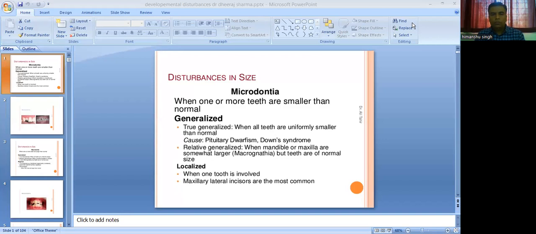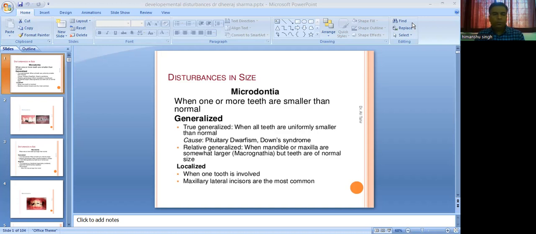What is the term used when one or more teeth are smaller than normal? Microdontia may be generalized. It can also be localized. Generalized is called true generalized when all the teeth are uniformly smaller than normal. Causes are pituitary dwarfism and Down syndrome.